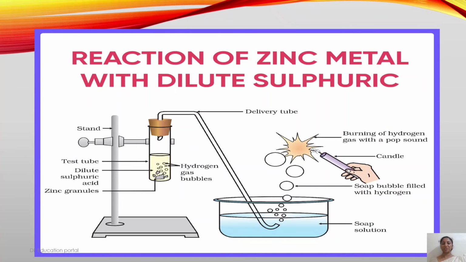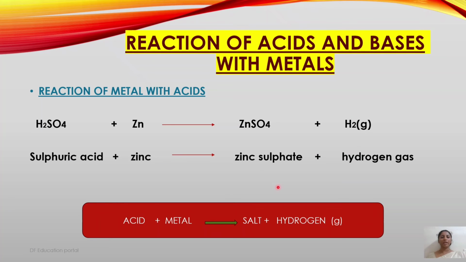Okay, let's get into the reaction. Here we are discussing the reaction of a metal with an acid. We are taking sulfuric acid as the acid and zinc as the metal. When we react sulfuric acid with zinc, along with the evolution of hydrogen, we get a salt, which contains zinc and sulfate ions, Zn2+ and SO4 2-. By combining Zn2+ and SO4 2-, we get zinc sulfate. It is an example of a salt.